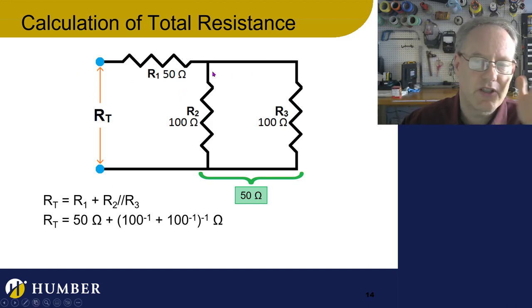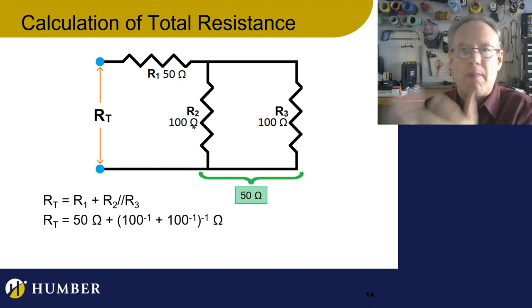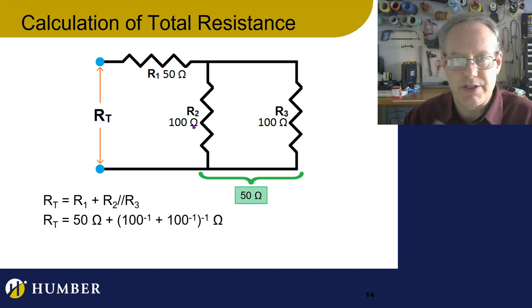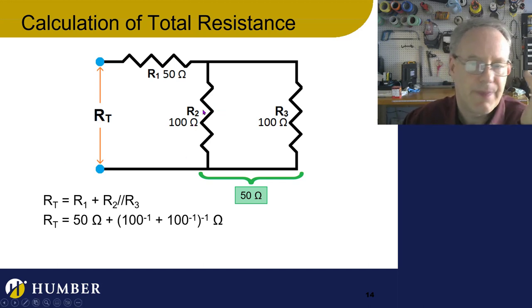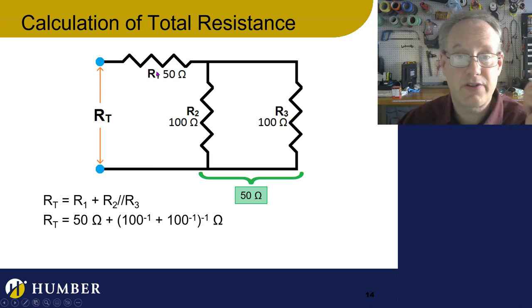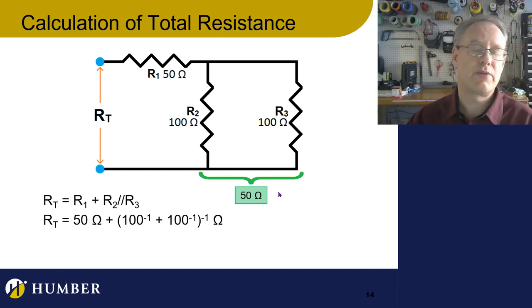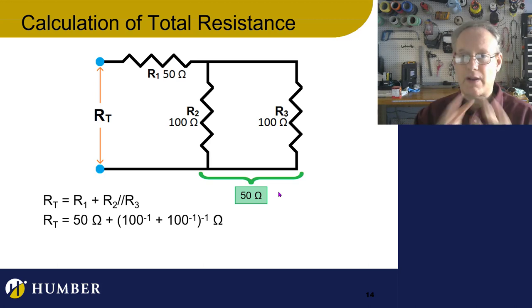Okay, so let's just walk through here. If I wanted to take a look at the total resistive nature of this, another way I can look at it is to do the math with the individual portions and then add it all up together. For instance, if I put two 100 ohm resistors in parallel, their total resistance is 50 ohms. And they're in series with this resistor here, which is 50 ohms. So I just know intuitively that the total resistance of this circuit is 100 ohms. And I hope you understand that too.